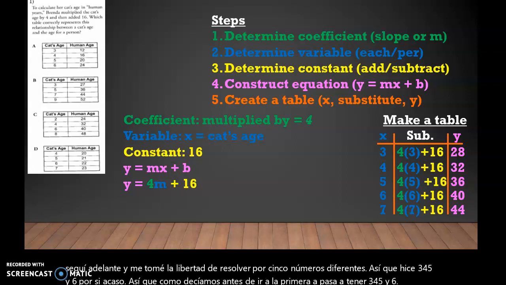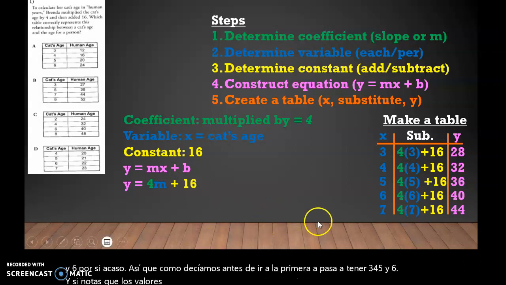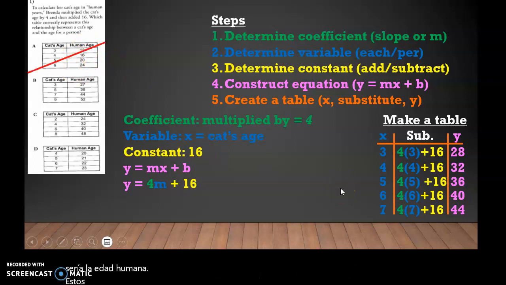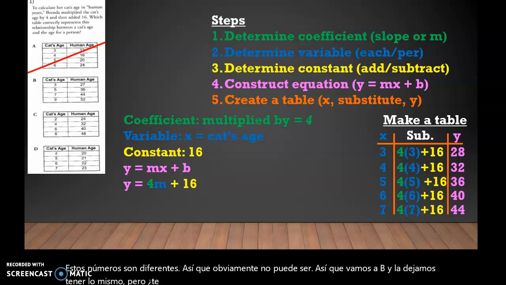And if you notice, the y values are all different, right? So our y value in this context would only be human age. These numbers are different, so that obviously cannot be it. So we go to B, and letter B has the same thing, but notice the values are not the same. So once again, B can't be it.